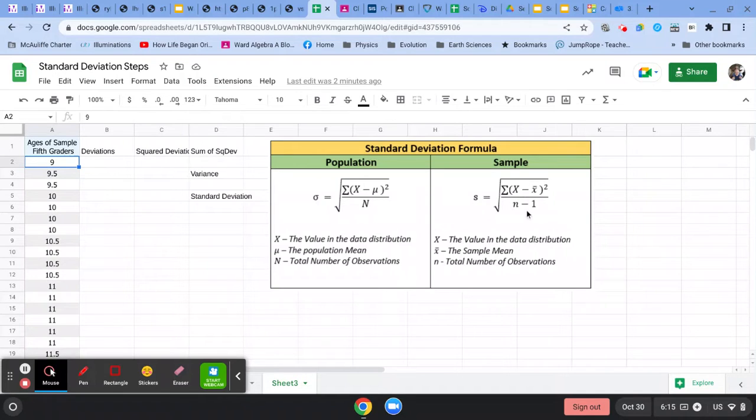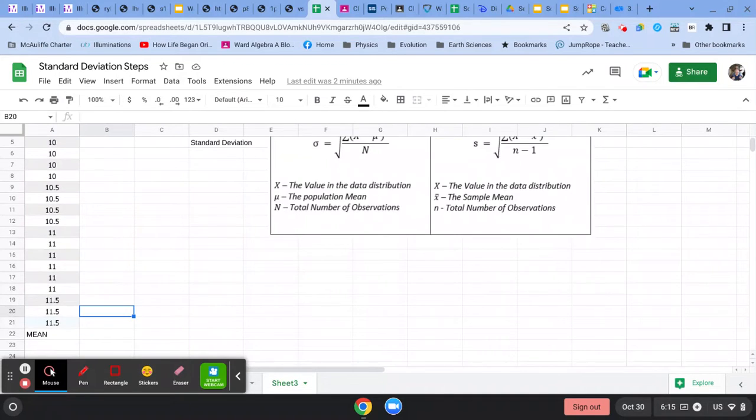Then you're going to divide by n minus 1. The formal name of that is the degrees of freedom, but really we're just taking one away from the total number of things in the sample. So we get the sum of squared deviations, divide it by the total number of things minus 1, and then we take the square root of that. Now that's a whole lot of stuff. Let's go ahead and have spreadsheets make it easy for us.